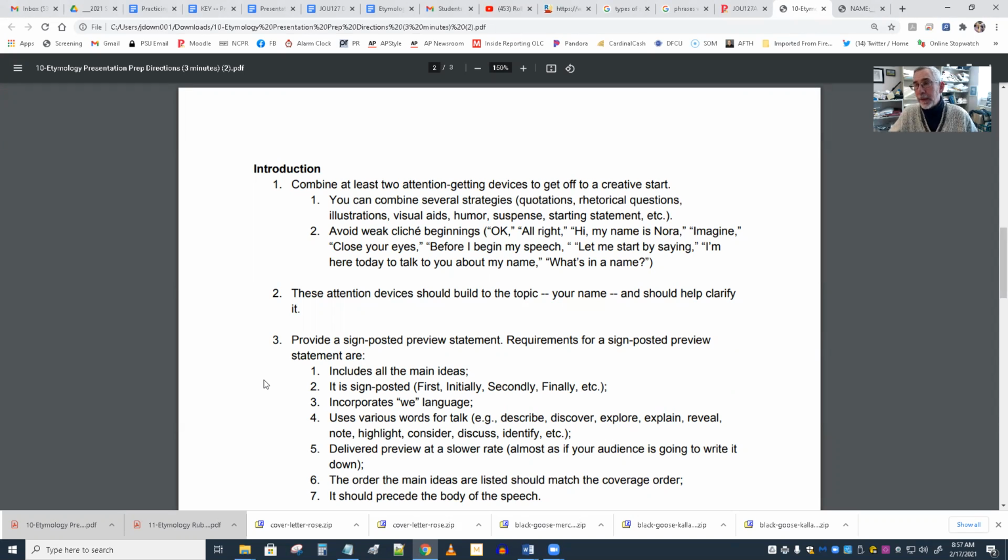Just hi, my name is Jack. No, no, no, no. Or imagine, or close your eyes. Let's stay away from those cliche or weak beginnings, okay? You really want to begin with some attention-getting device. This should build to your topic. So I would say those things and say, maybe some of those things are me, you know, maybe you think I am some of those things, but anyway, at least I am Jack, and just plain Jack, and let me tell you about it. And then I'd move into a signposted preview statement.